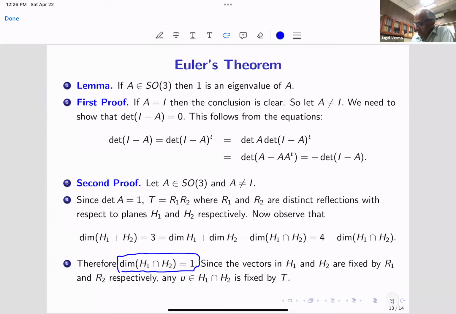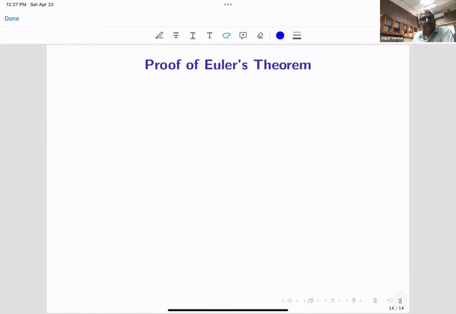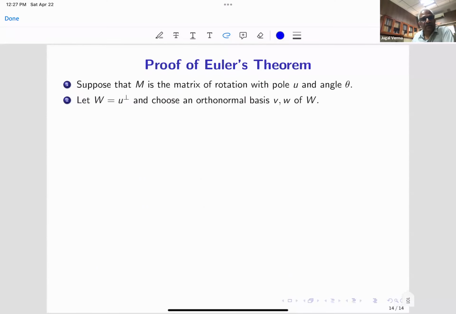Since the vectors in H1 and H2 are fixed by these two reflections, any vector in the intersection is fixed by these reflections, fixed by this T. Because I factor T using the Cartan-Dieudonné theorem as a composition of two reflections, each one has a plane of reflection, and the line of intersection of these two planes is fixed by both reflections. So T fixes any vector on this line, and that gives me an eigenvector with eigenvalue 1. Okay, so now let me prove Euler's theorem.